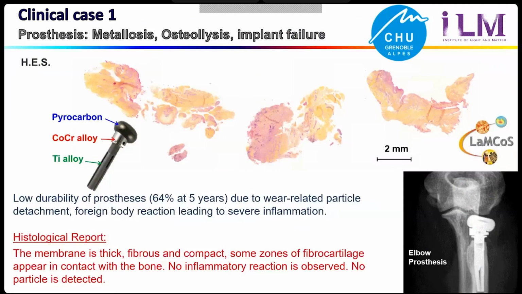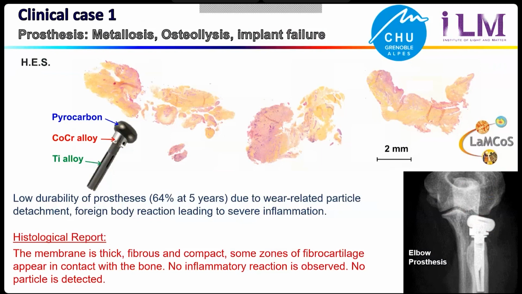So, two examples. The first example is a lady of 50 years old that received an implant in the elbow. And 5 years after the implant and the surgery, she was in a lot of pain, and she got back to the hospital, suffering from a severe inflammation of the tissue. The doctors asked to remove the implant and replace it.